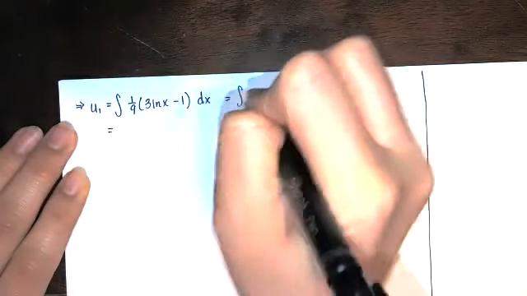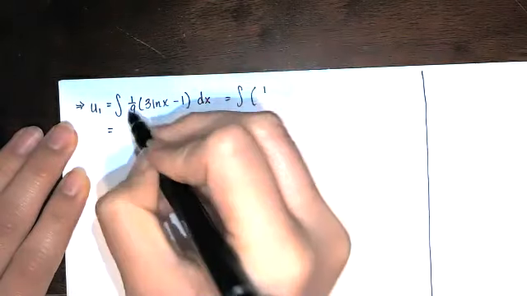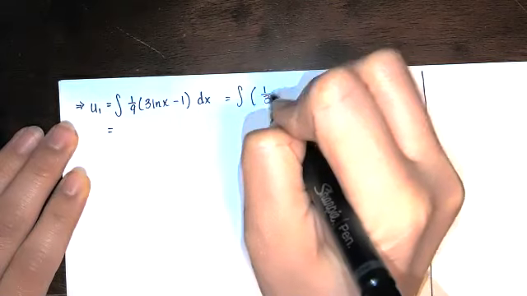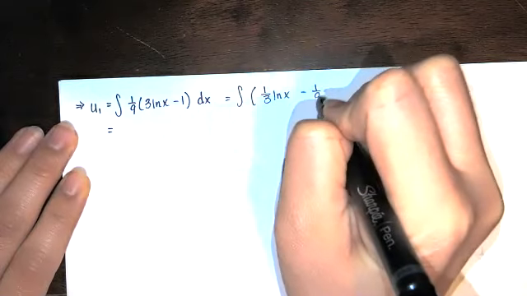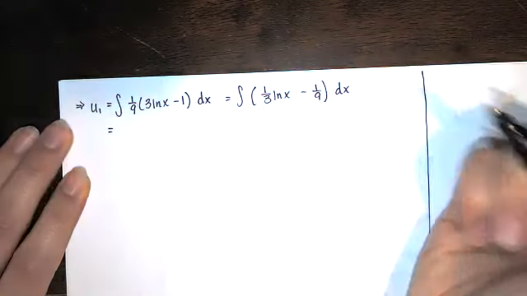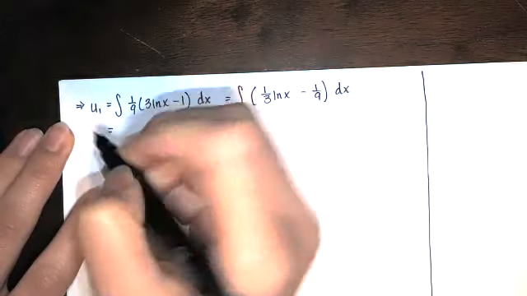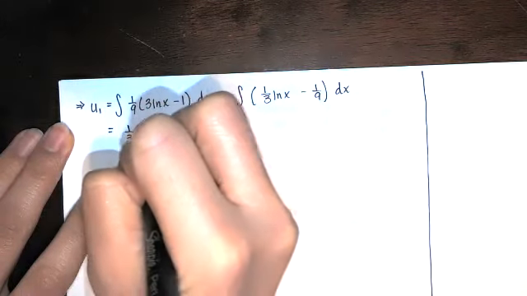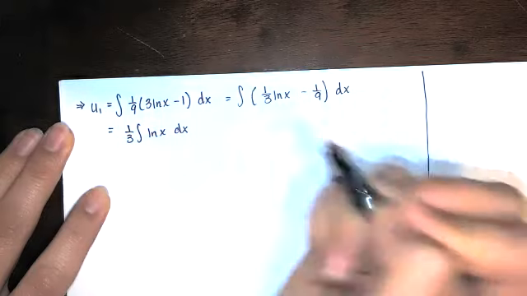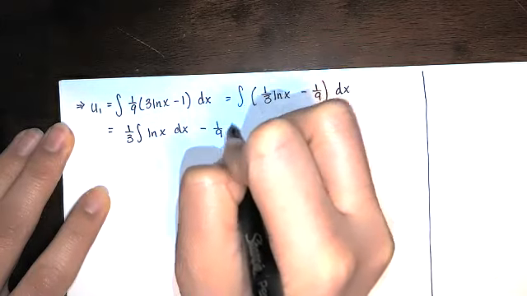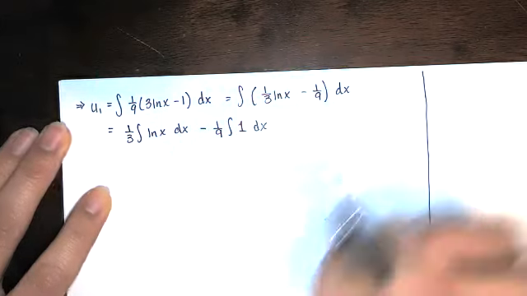If you want, you can distribute the 1/9. It's up to you. 1/9 times 3 is going to give me a 1/3. And we can handle this and this separately. So I'll factor out the 1/3 of that integral. Then I have a negative 1/9 times the integral of 1.